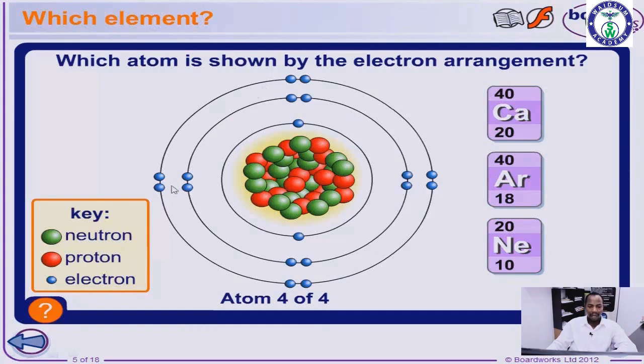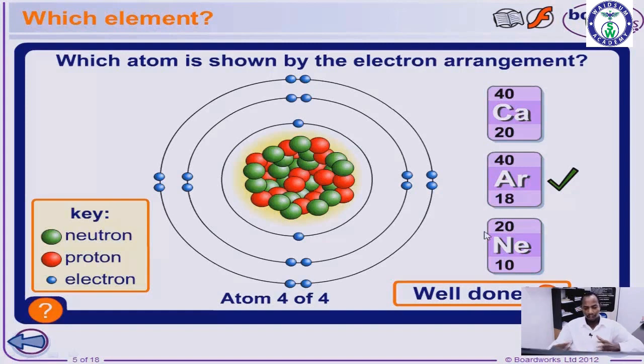Then the next one has how many? 1, 2, 3, 4, 5, 6, 7, 8. So which means 2 plus 8 plus 8, which is 18. Which atom? Argon. That's great. So this is how electrons are being arranged in the shell or in the orbit.